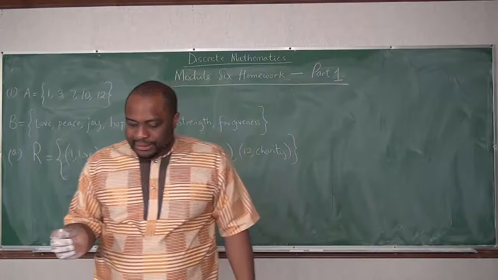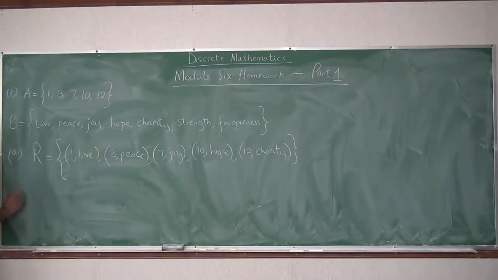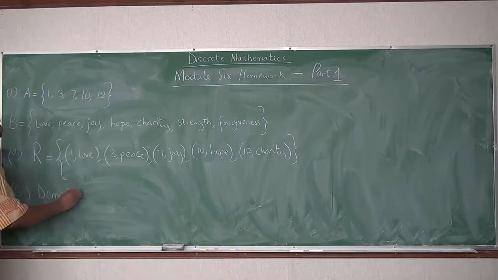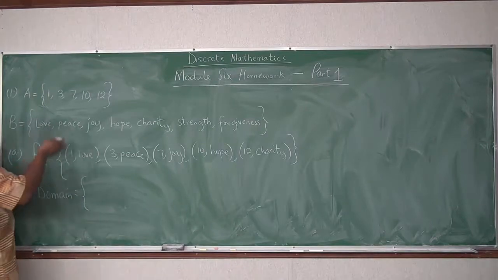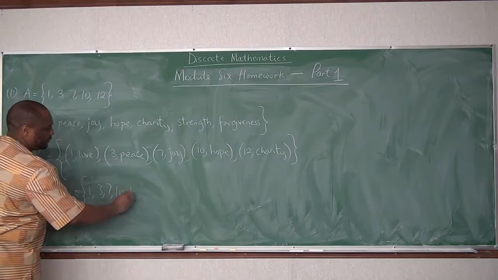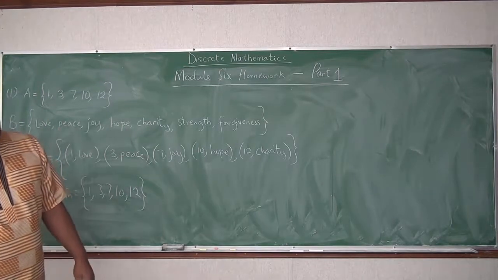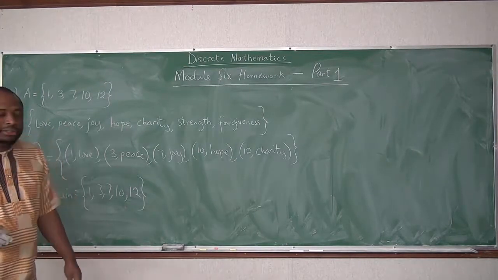Then B, it says what is the domain of this function? The domain of this function, of course the domain is a set. So the domain will just be 1, 3, 7, 10, 12. That is the domain. And then C, it says, what is the range of this function?